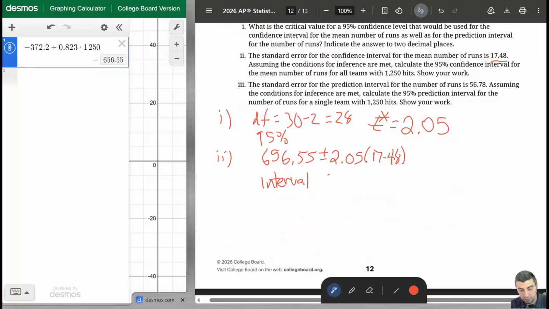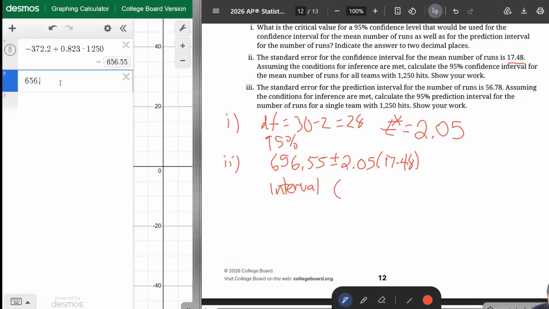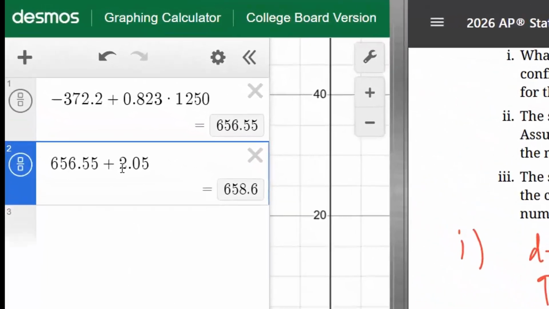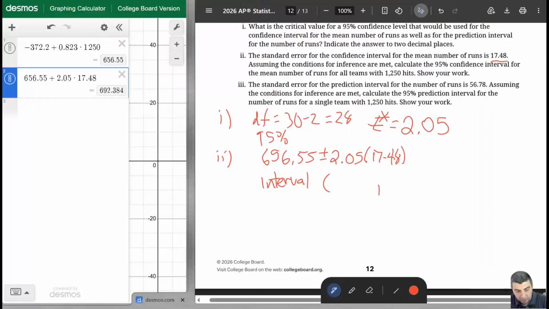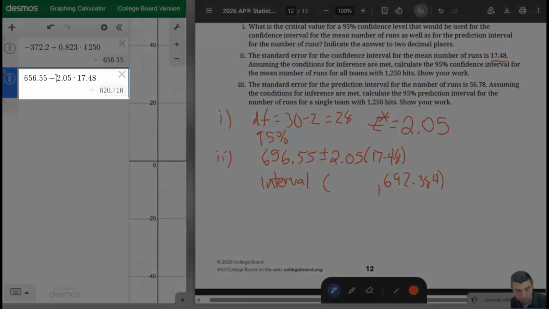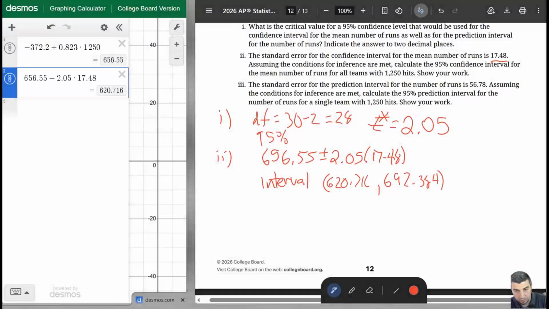So our interval, we can quickly calculate it. The upper bound of the interval is going to be 692.384. And then if I just edit this with subtraction, I get the lower, 620.716. There's really nothing else to do for that one.